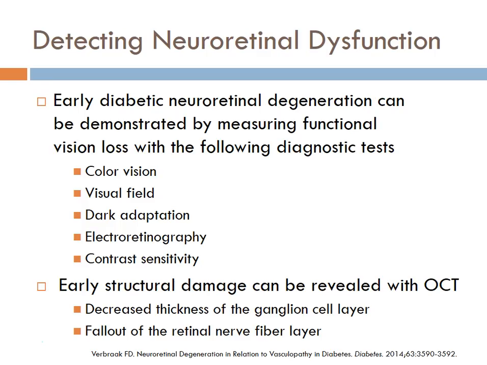So how do you detect neuroretinal dysfunction? What kind of tests do you do? Well, it's these tests right here. Early diabetic neurodegeneration can be demonstrated with any of these tests: the color vision, visual field, dark adaptation, ERGs, and contrast sensitivity. You can also pick it up structurally by seeing decreased thickness of the ganglion cells. So all of us that have OCTs, where we can do that ganglion cell layer complex, that's real helpful here, and the fall-out of the retinal nerve fiber layer.